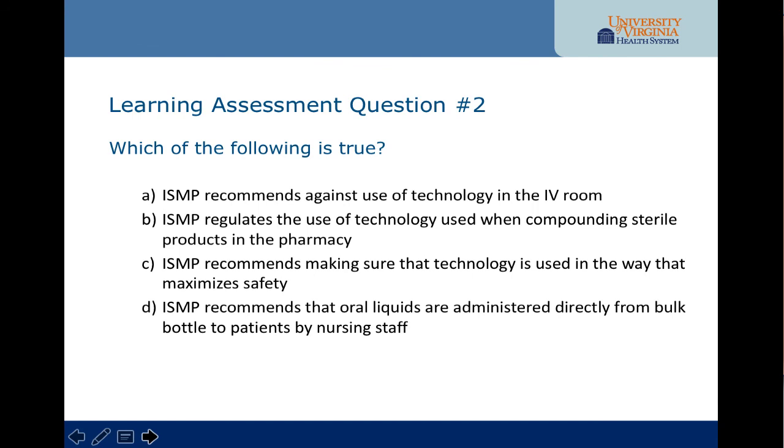All right, so the answer to that one is C. The ISMP recommends making sure that technology is used in a way that maximizes safety. And remember, the ISMP doesn't publish regulations, they publish recommendations.